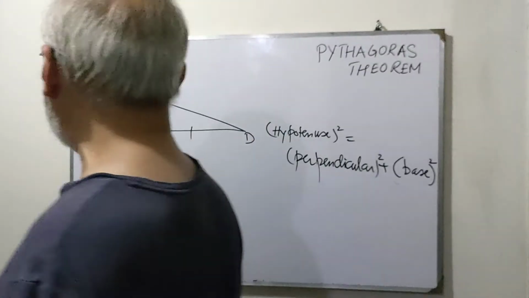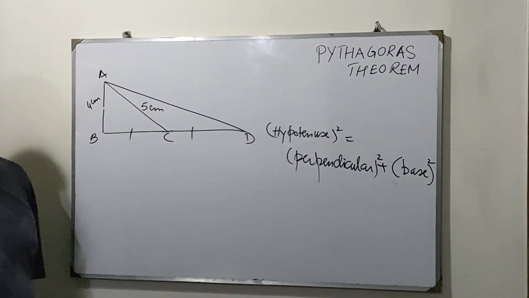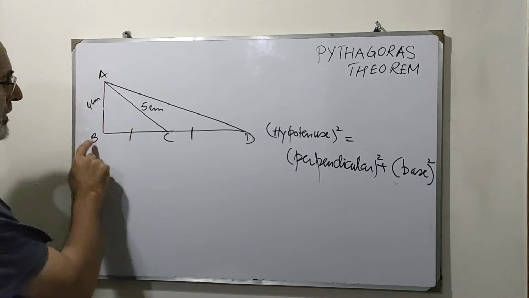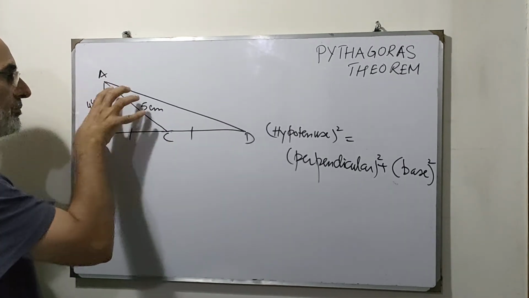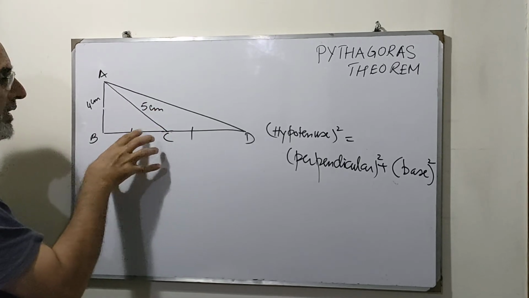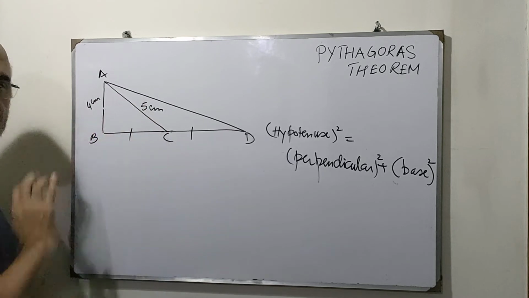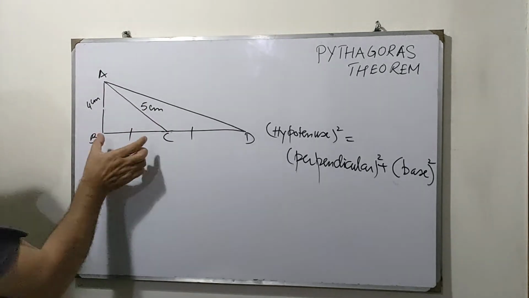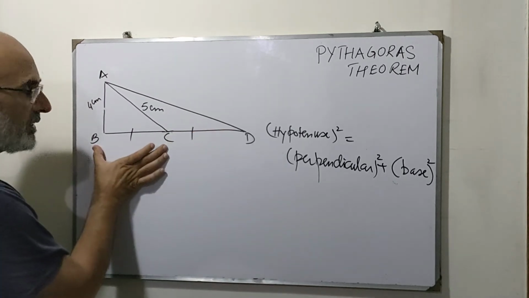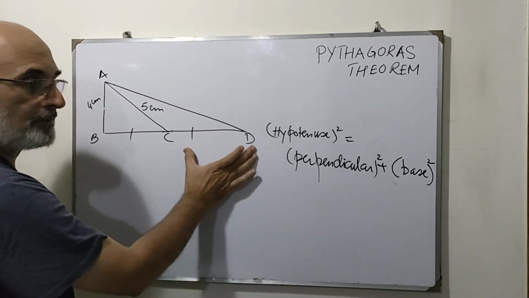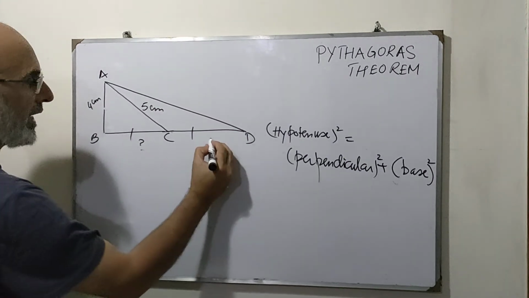Now I have a triangle within a triangle. There is one triangle ABC and there is one triangle ABD. This triangle ABC is actually within ABD, right? This dash means that BC is equal to CD. Now I have to find BC and CD.